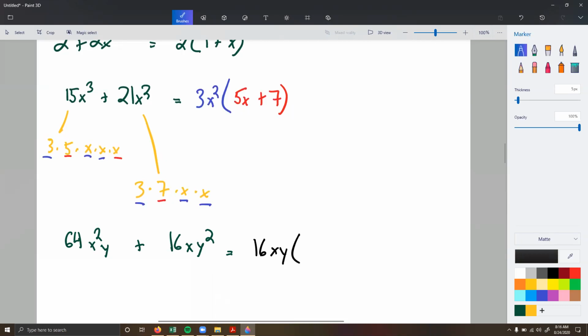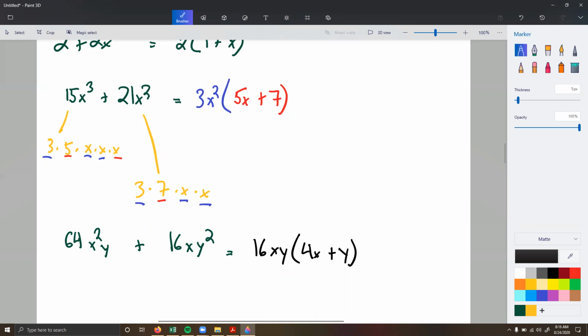Okay, and then they ask you what's left. And we're going to get 4x plus 16 divided by 16, 1. I'm going to ignore it, and I'm just going to write y. And that's how you would factor that. Okay, you can just eyeball it if you feel comfortable with it.